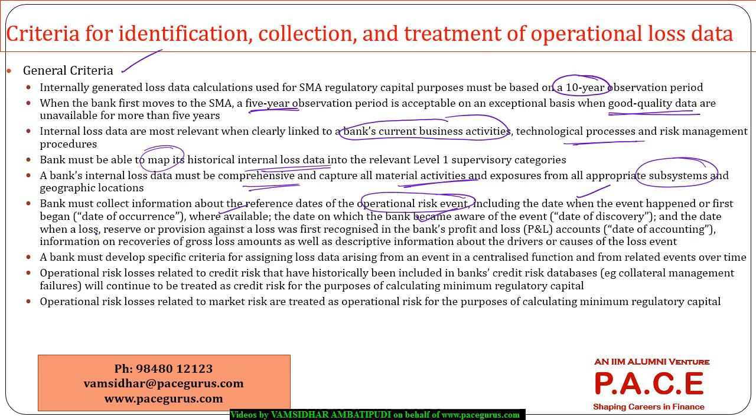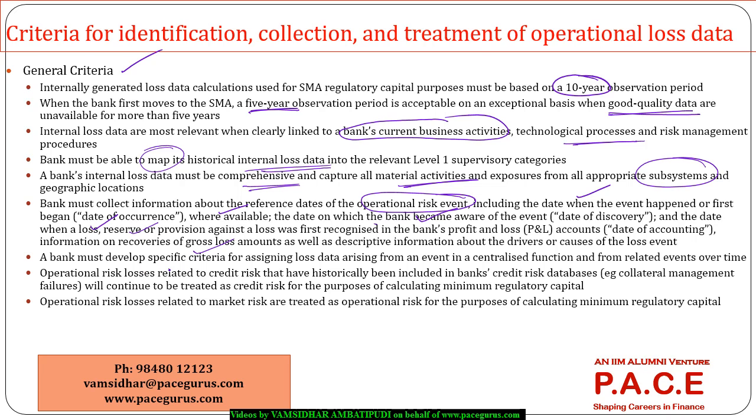Then, from when the loss reserve or provision against the loss was recognized in the P&L of the bank. So it's more the accounting of that particular event in the financial statements of the bank. What are the kinds of recoveries of the various loss amounts? What are the key drivers or causes of the various loss events? To whatever extent possible, all these details need to be captured in depth.